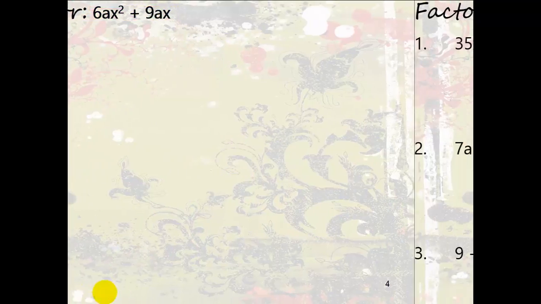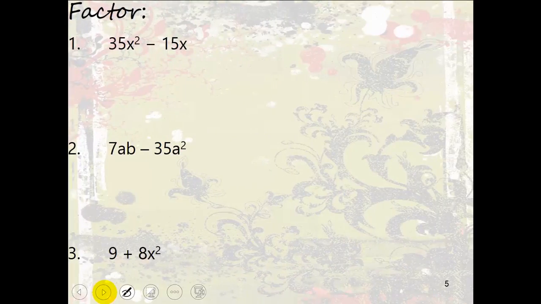So let's try this. I'm going to do number 1, and I'm going to let you do 2 and 3. So you'll hit the pause button after we do number 1 together. Does 15 go evenly into 35? No. So what are factors of 35 that are also factors of 15?